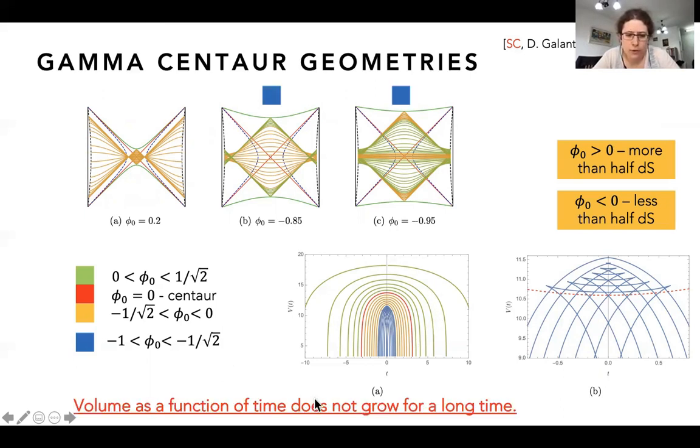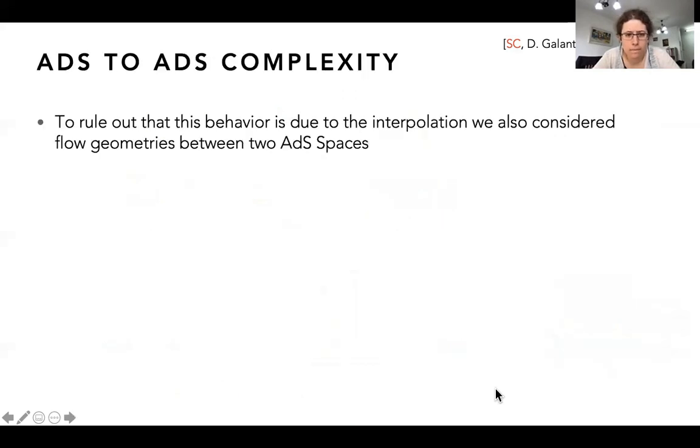So as you can see, the volume as a function of time does not grow for a long time. And the last thing that we did was we said, okay, but these geometries are a bit funny. We interpolate between two geometries. So maybe this is some kind of thickness of the interpolation.